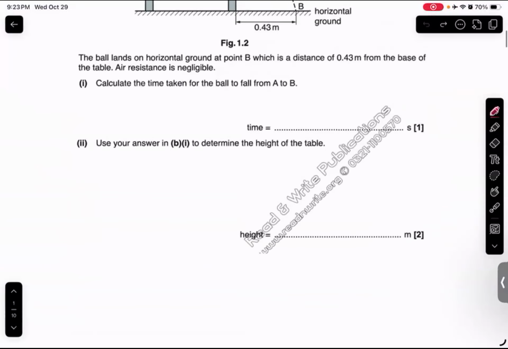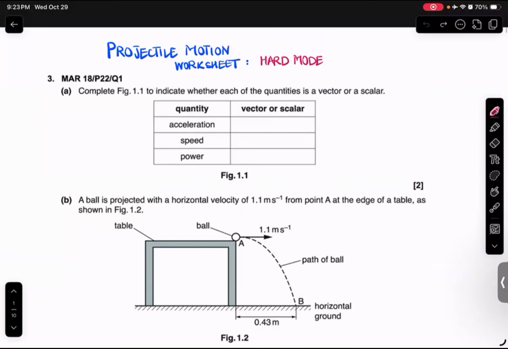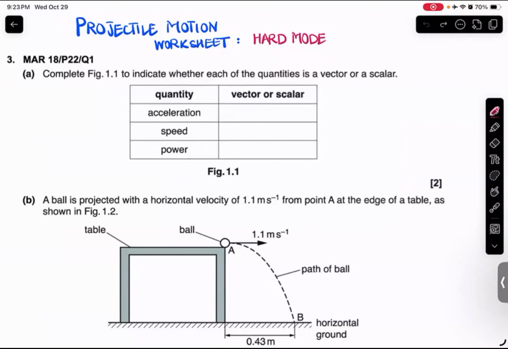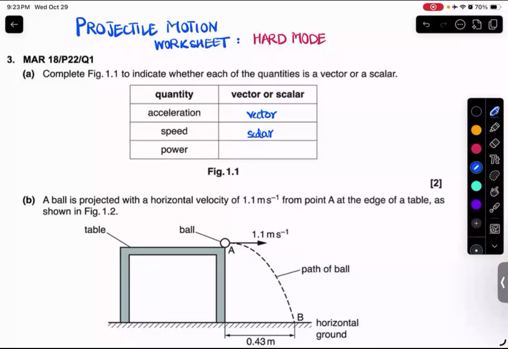Okay. So, question 3, part A: complete figure 1.1 to indicate whether each of these quantities is a vector or a scalar. Let's check. Acceleration is a vector. It's absolutely a vector because the direction is extremely important, right? Positive acceleration is different. Speed is a scalar. I haven't taught you power yet, but power is a scalar quantity as well.